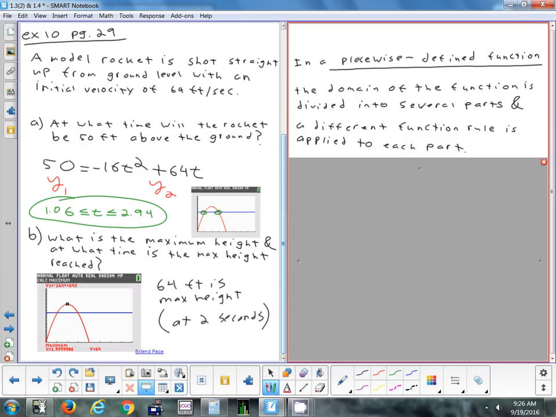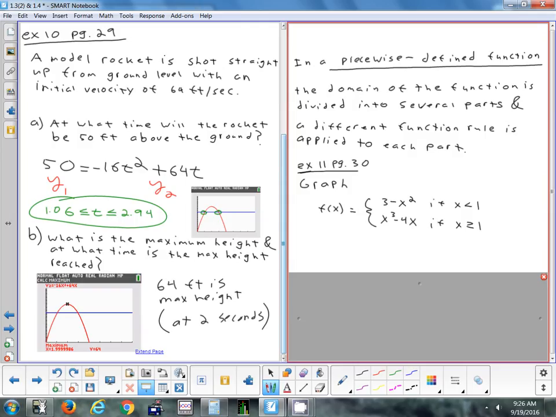Okay, you're splitting up the domain into parts. So basically you're saying, okay, I'm going to give you two different formulas to use for my graph. I'm going to say use this formula if x is less than 1. I want you to use a different formula anytime you're greater than or equal to 1. Right, so you can split it up. This is split up into 2 parts.